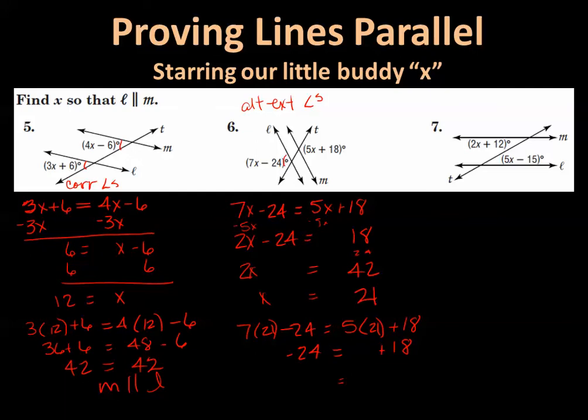7 times 21 is going to give me 147. 5 times 21 is going to give me 105. 147 minus 24 gives me 123. And then 105 plus 18 also gives me 123. So L is parallel to M.